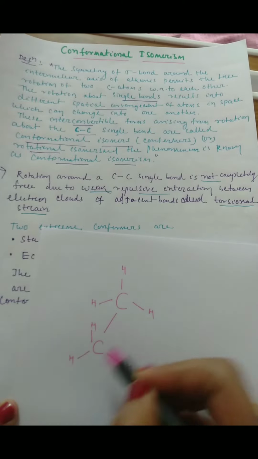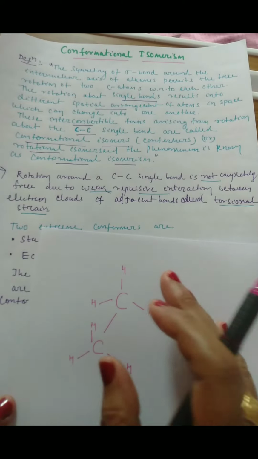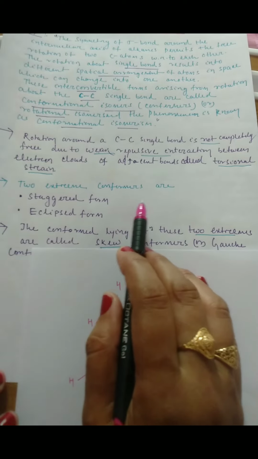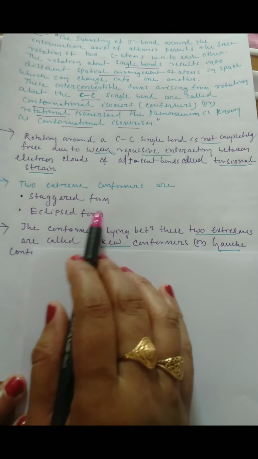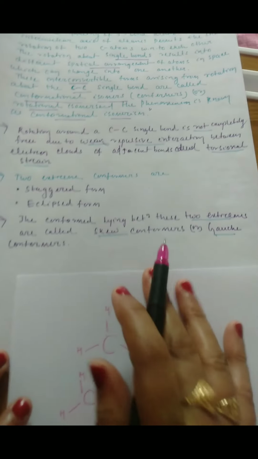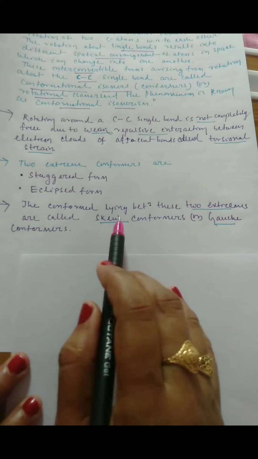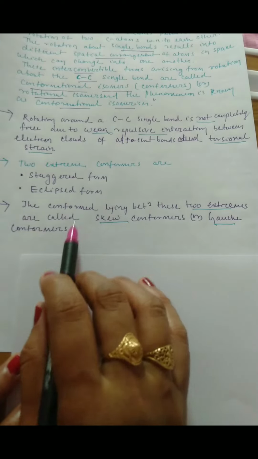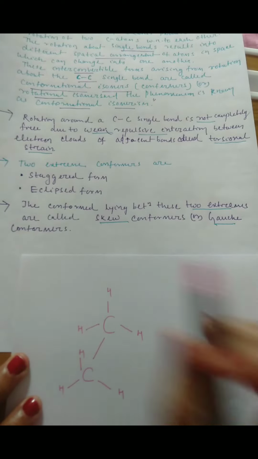Due to this repulsive force, different conformers are possible, and two extreme conformers exist. One is known as the staggered form, another is known as the eclipsed form. We'll discuss that later. Between these two extremes there is another conformer, known as the skew conformer or gauche conformer.